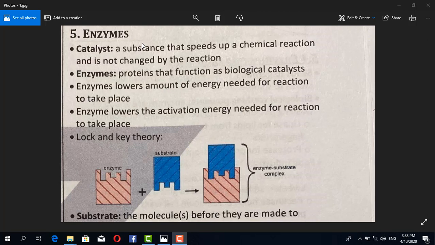Okay, so the first chapter that we're going to talk about is enzymes. What do we know about enzymes? Enzymes here are said to be proteins in nature, so enzymes are made from proteins. Okay, so these proteins or these enzymes, they actually function as biological catalysts.